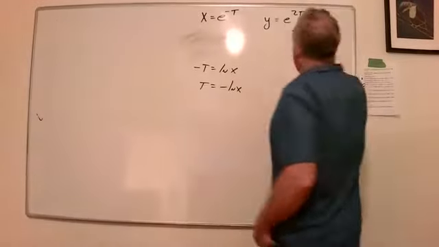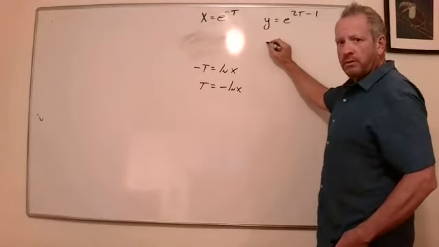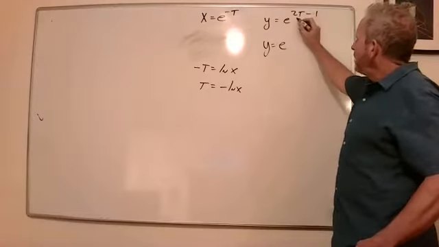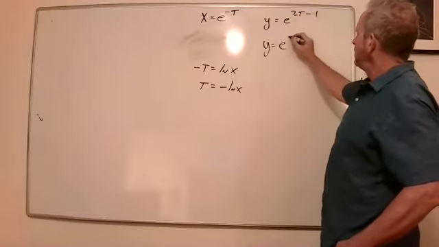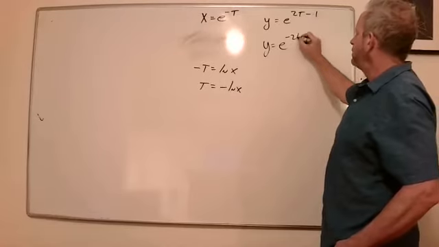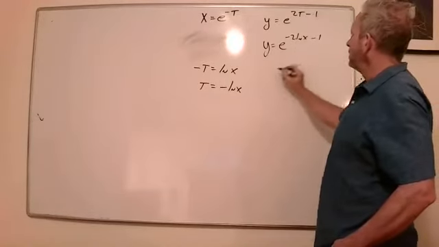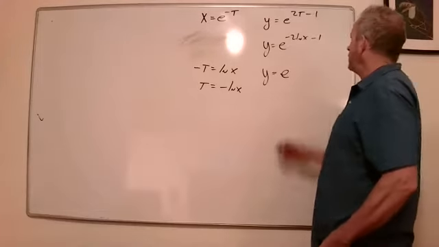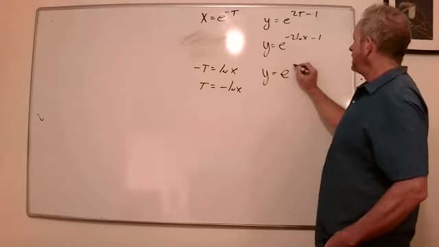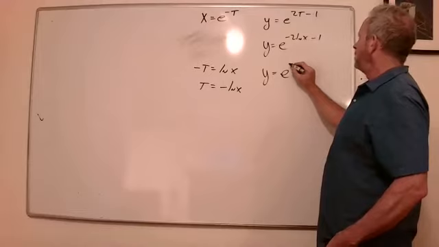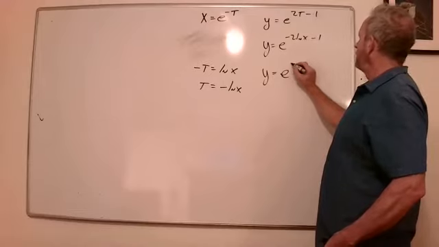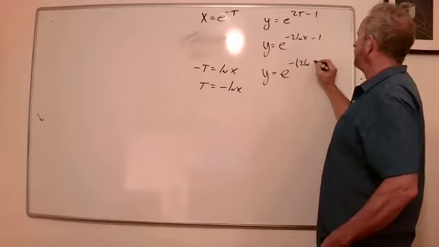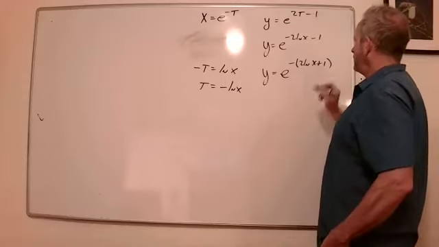And let's substitute that in up here. So we get y is equal to e raised to the power of 2 times this, so negative 2 natural logarithm of x minus 1. I'm trying to simplify this because I don't know what it is right now. Let's factor out a negative 1. I don't know whether I want to do that or not, but let's go ahead and do it. So negative 2 logarithm of x plus 1.